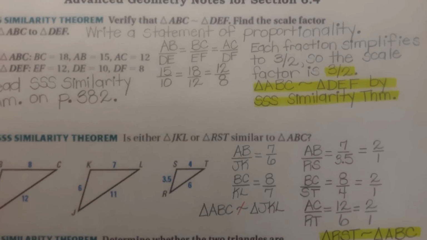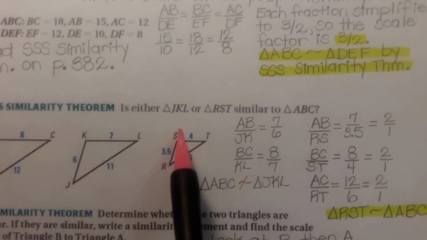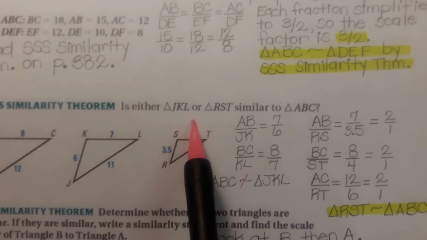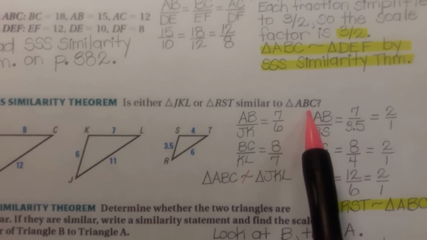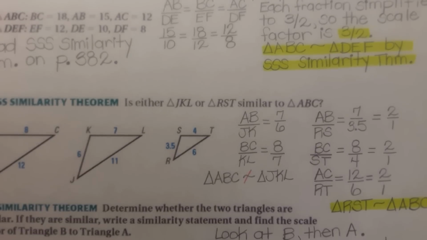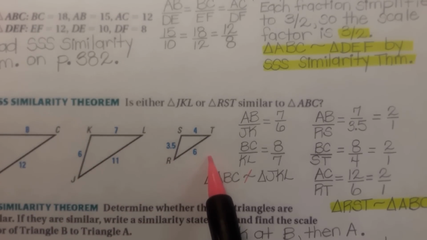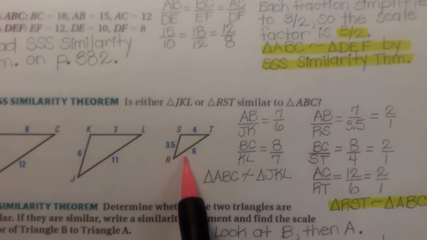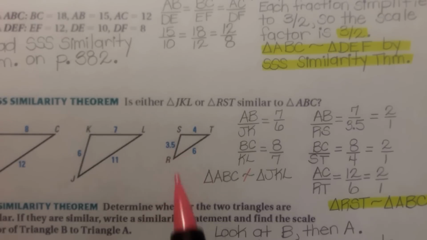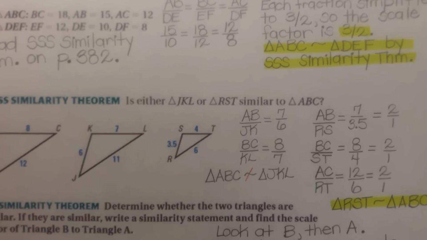Number 5. Number 5 says is either triangle JKL or triangle RST similar to triangle ABC. I have 3 triangles here, and I need to know if ABC is similar to either of these 2 triangles here. So I want to again write a statement of proportionality and actually look at the values.